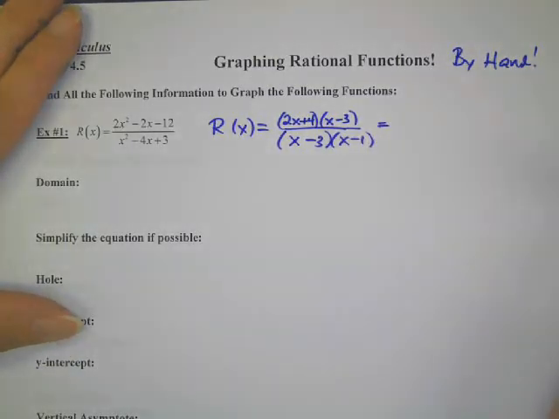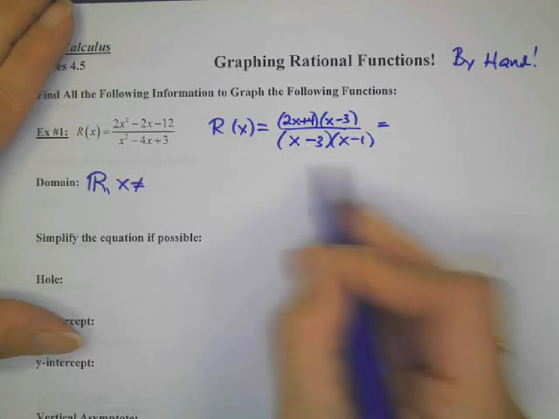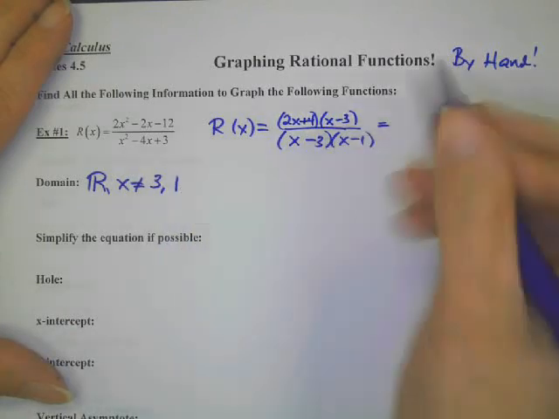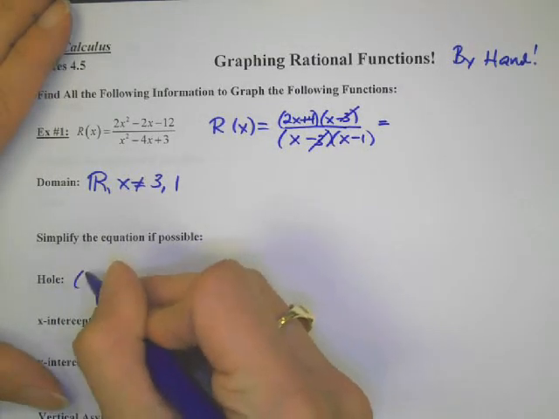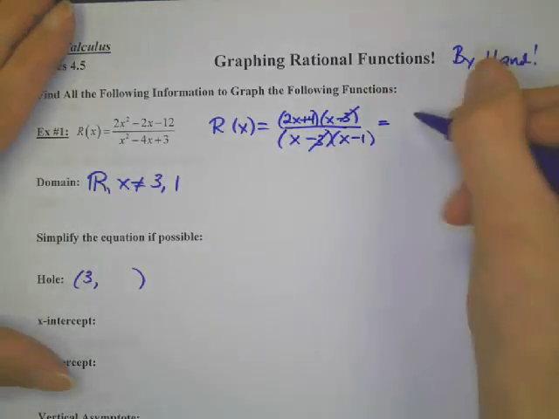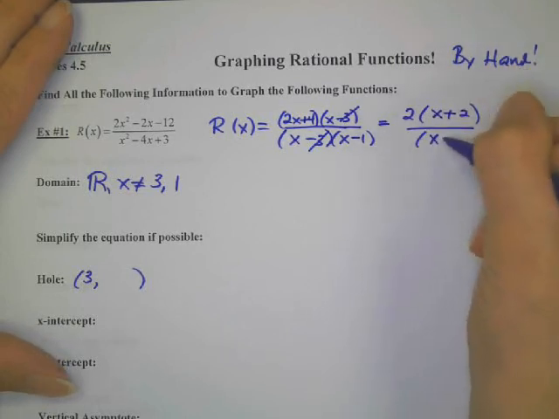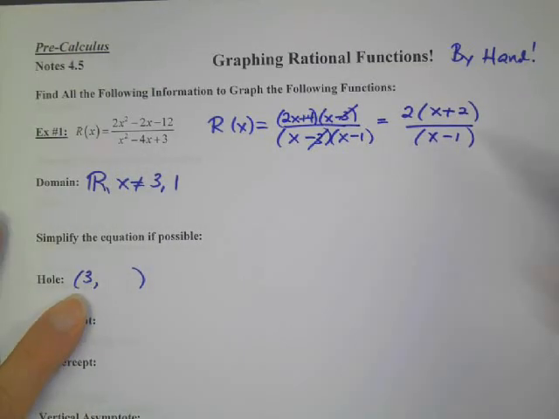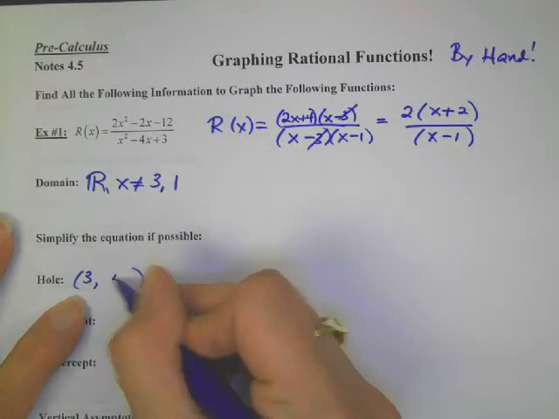Oh, I noticed some things happening. Okay, domain. All reals except which x's are not allowed in this graph? +3, +1. But when a factor cancels, that's going to make a hole. So the hole is going to be at 3 comma something else. I know that I can go ahead and take out a 2, so that's going to be x plus 2, and the denominator is x minus 1. Okay, so simplify the equation. We did. Let's take 3 and plug it in so we can get our y value for the hole. That's going to be 5.